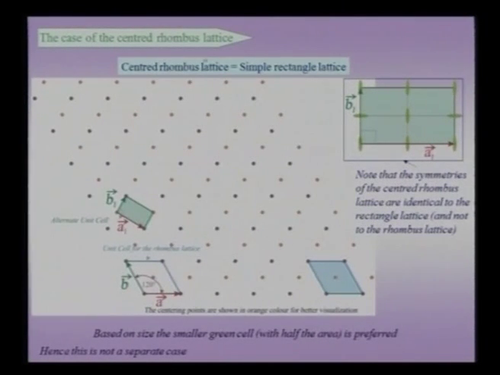We also said that the centered rhombus lattice is nothing but the simple rectangle lattice, and that is also clear looking at the symmetry layout. You can see that the symmetry layout is exactly identical to the simple rectangle lattice which we had considered before, and it does not have the hexagonal symmetry which a rhombus lattice should have. Therefore, either based on the choice of the unit cell or based on symmetry, things are coincident here.